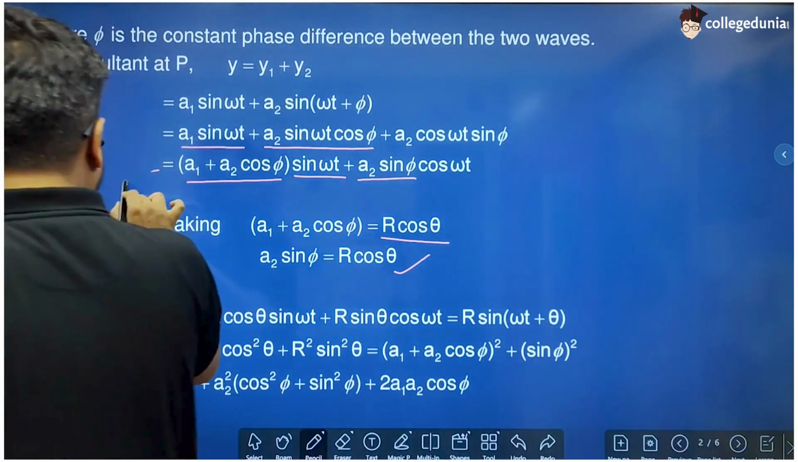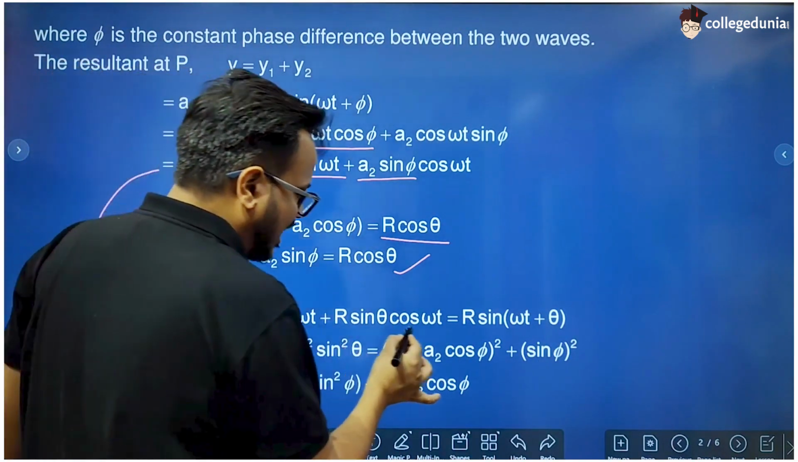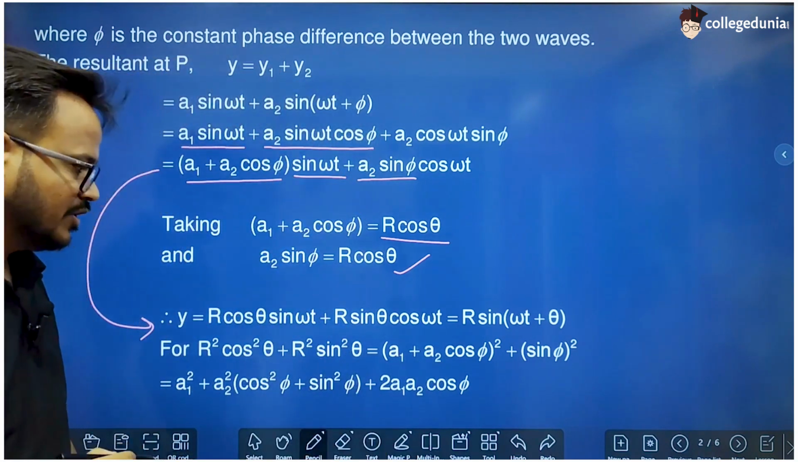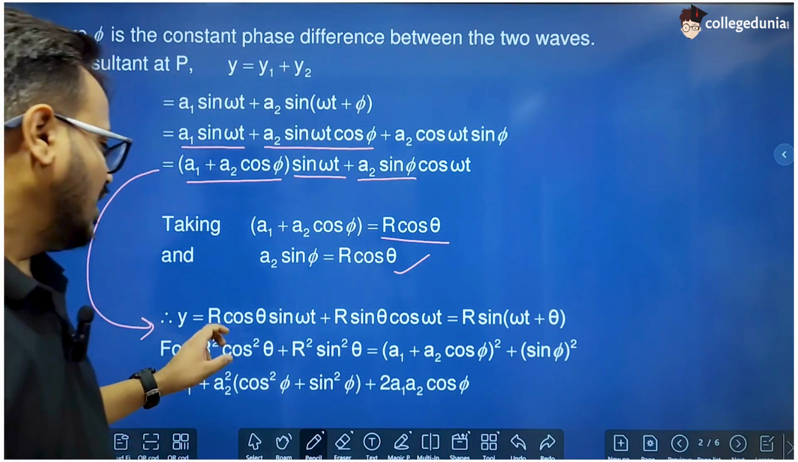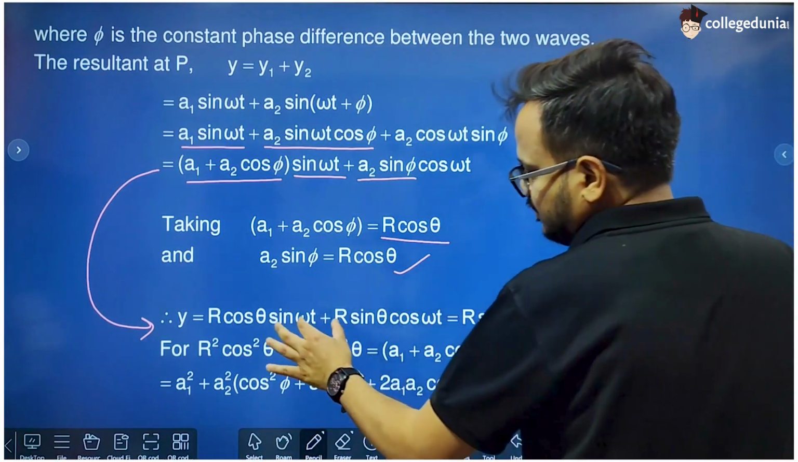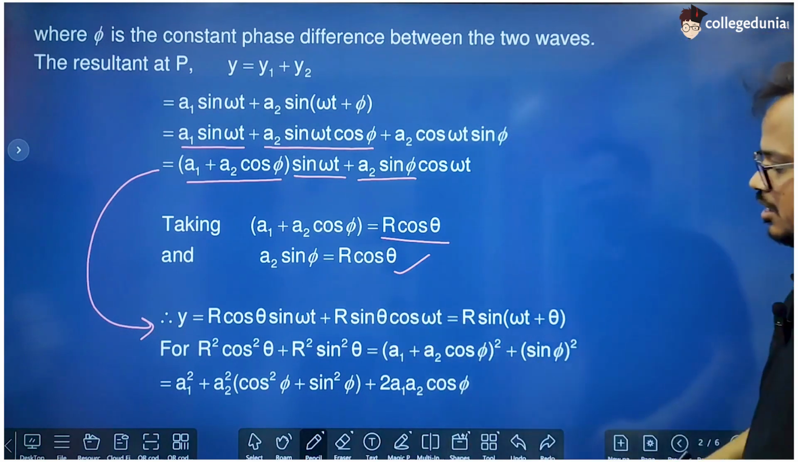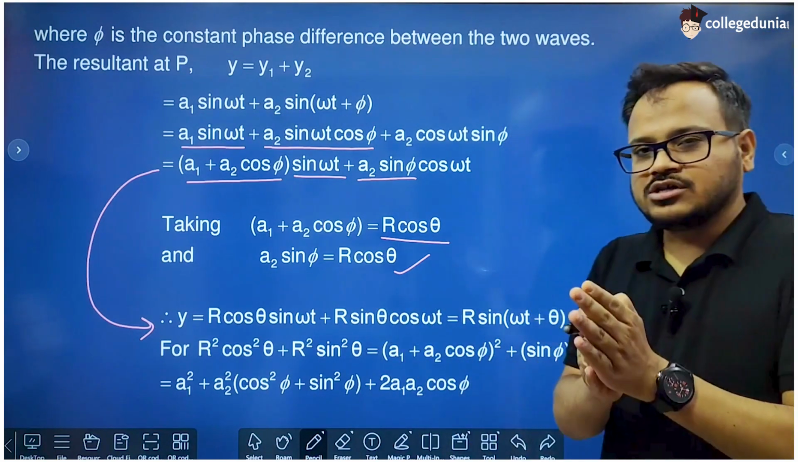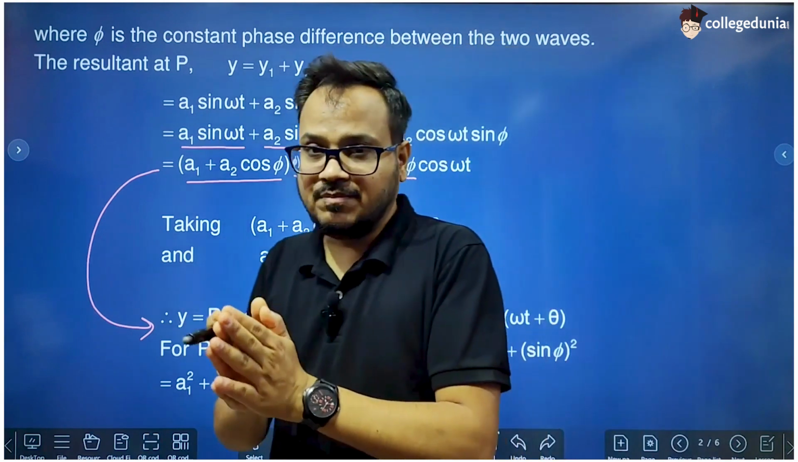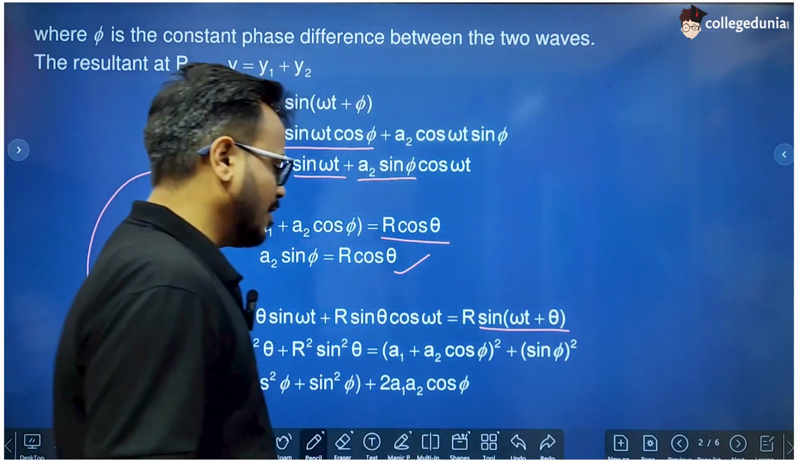So this becomes r cos theta sin omega t plus r sin theta cos omega t. If we take r common, this is again an identity of sin a plus b: sin omega t cos theta plus cos omega t sin theta. So sin a cos b plus cos a sin b is sin a plus b. So this becomes sin omega t plus theta.